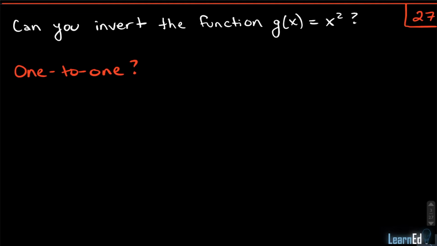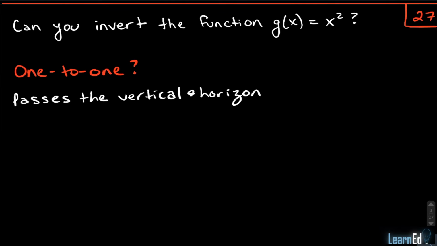Okay, now what does it mean to be 1-to-1? Well, if a function is 1-to-1, that means that it passes the vertical and horizontal line test. The easiest way to remember this is it passes the vertical and horizontal line test if it is 1-to-1.